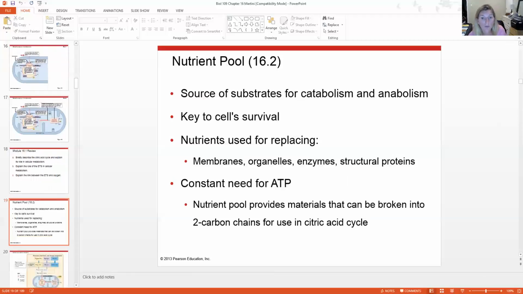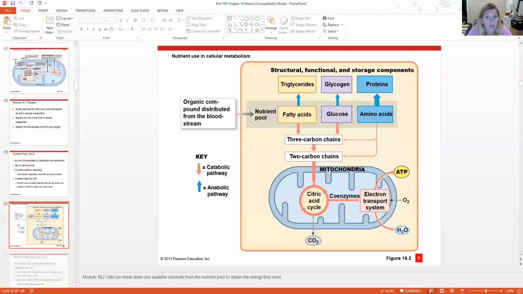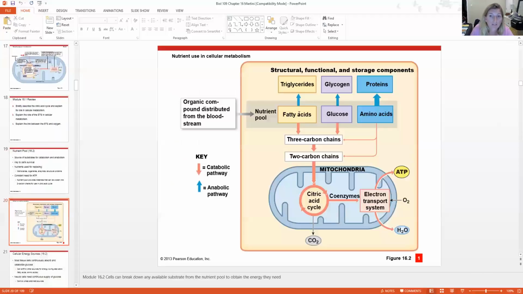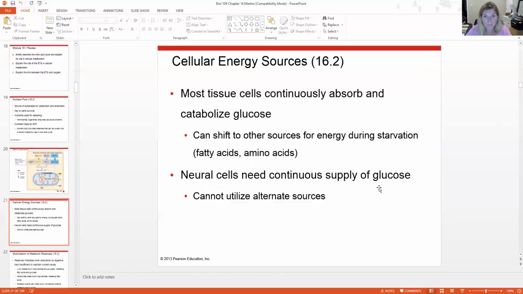So the nutrient pool provides the materials that can be broken down into those 2 carbon fragments for use in the citric acid cycle. So things like fatty acids, glucose, and amino acids all make up this nutrient pool. They can be broken down into 2 or 3 carbon chains, which can be used in the citric acid cycle and electron transport system to produce lots and lots of ATP and water.